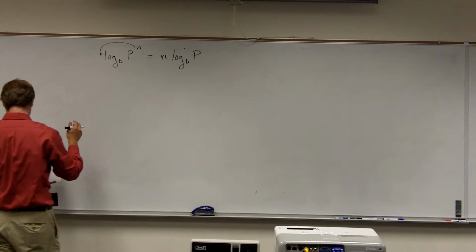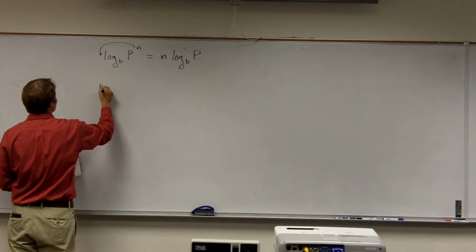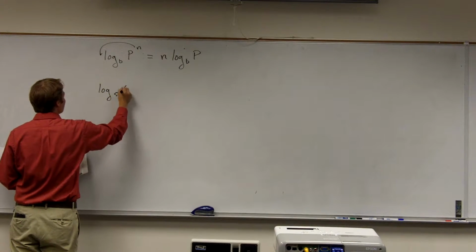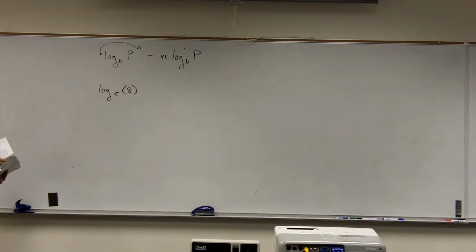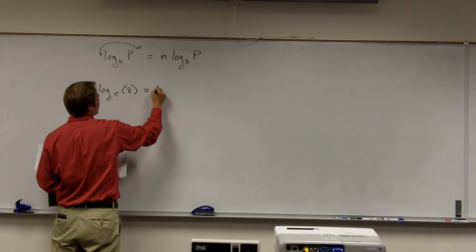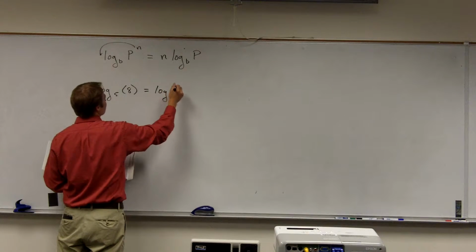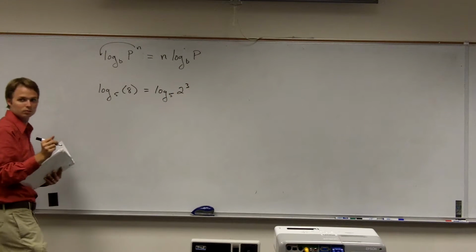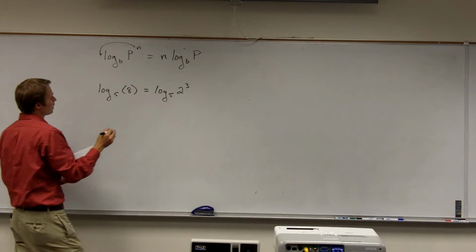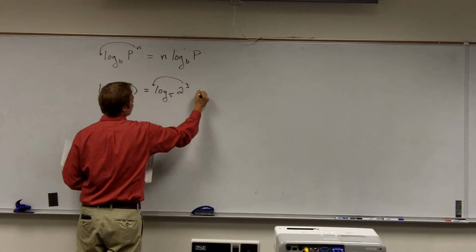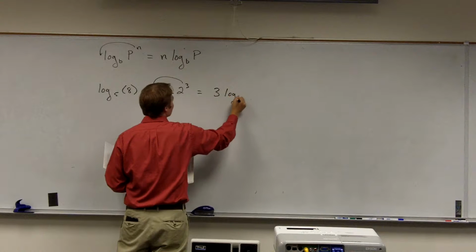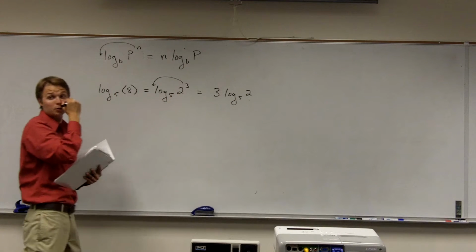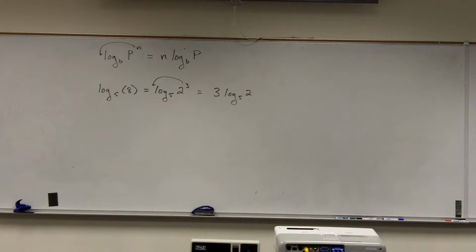So, for example, I could rewrite this logarithm, log base 5 of 8, I could think of this as log base 5 of 2 cubed. And then I can actually bring this 3 down to the front, and I'll get 3 log base 5 of 2. Again, that doesn't necessarily help me simplify this, but it's just another way of rewriting it. Sometimes you can find a way that will help you simplify it a little bit.